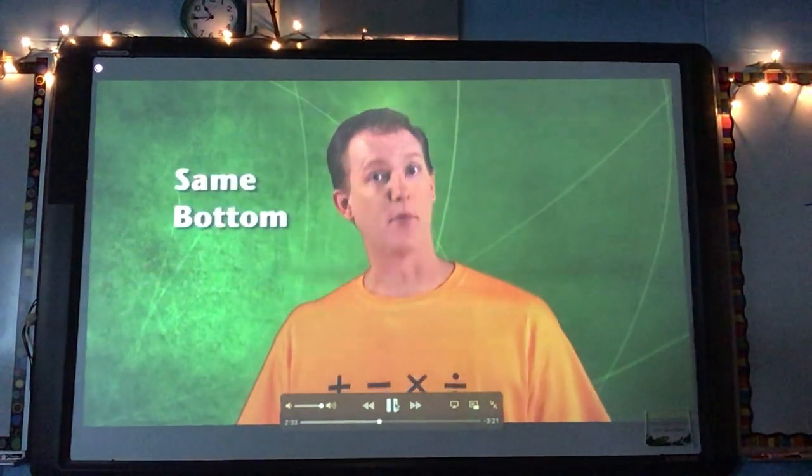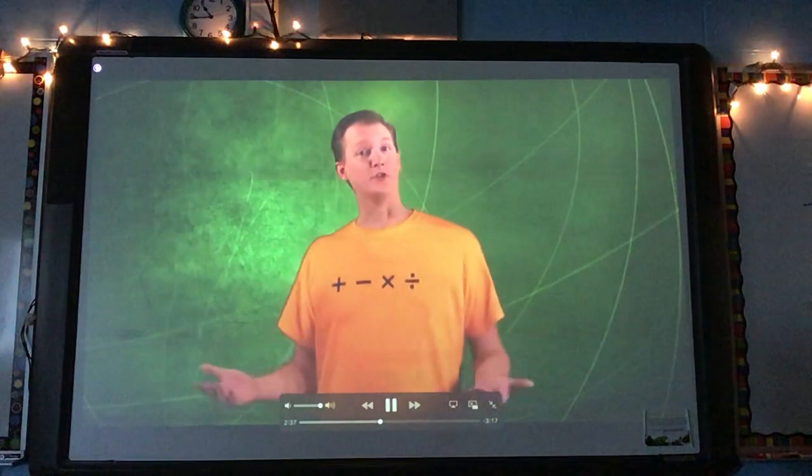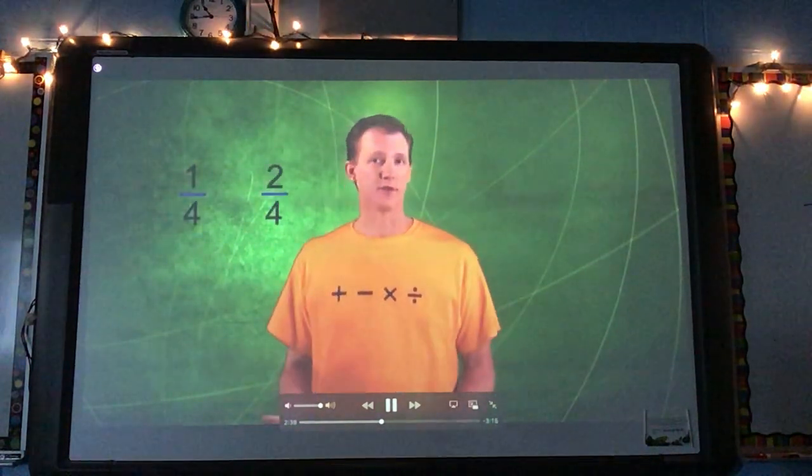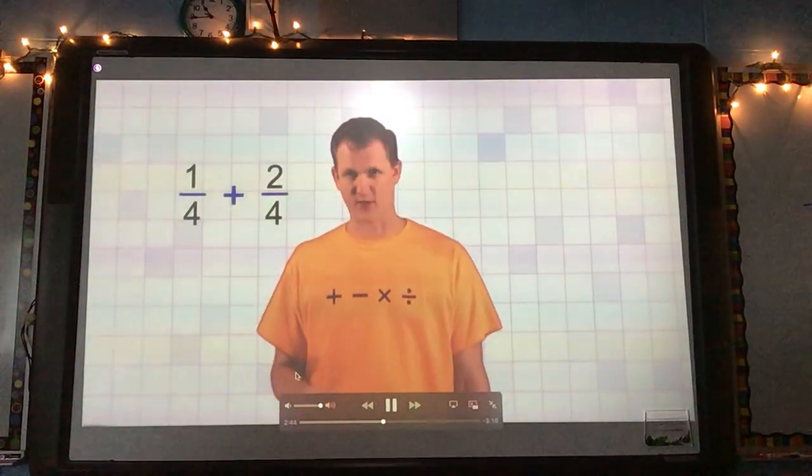Another thing we can do with fractions is add them together. Any two fractions can be added, but for now, we're only going to add fractions if they have the same bottom numbers, because those fractions are much easier to add. Like these two fractions, 1/4 and 2/4. Let's add them together. Again, we can use drawings to help us solve this problem.